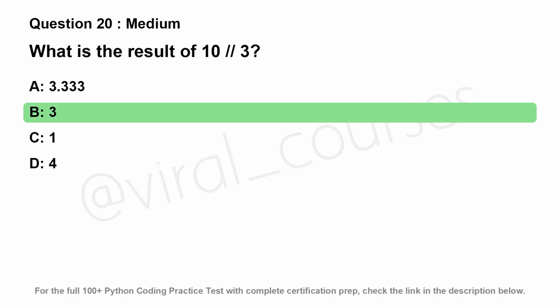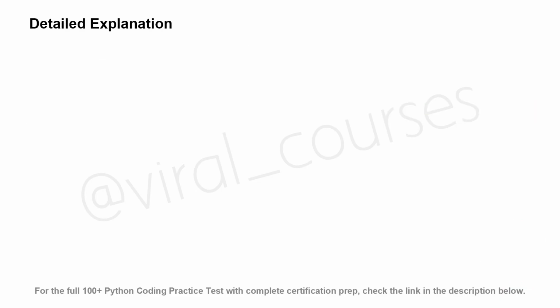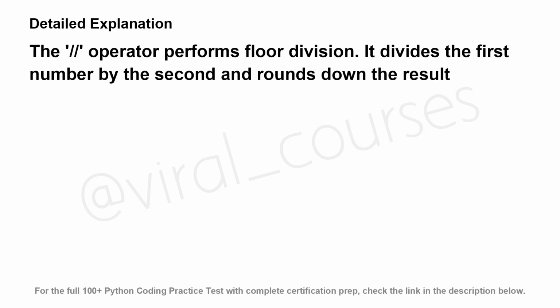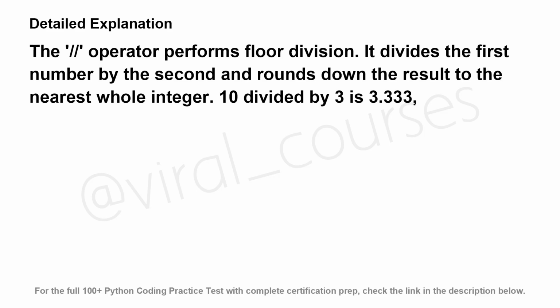The correct answer is B. The // operator performs floor division. It divides the first number by the second and rounds down the result to the nearest whole integer. 10 divided by 3 is 3.333, and flooring it results in 3.